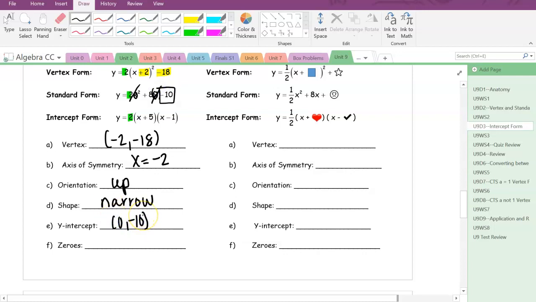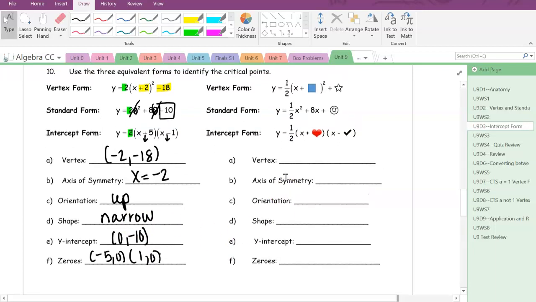That's a 0. And finally, our zeros come from intercept form. And again, this is what we were just working on. It's always the opposites. So it's going to be -5, 0, and 1, 0. All right, and you could confirm all of that by actually graphing it. So now we're going to do the same thing, but with pictures.